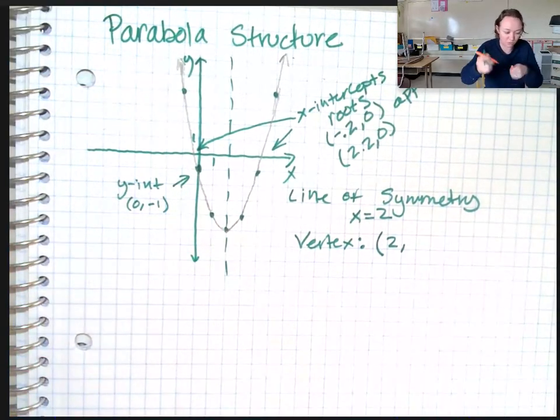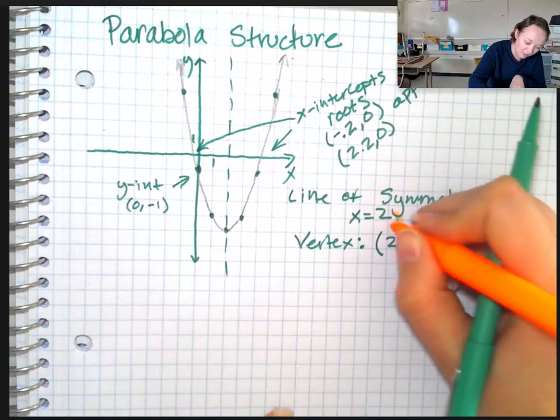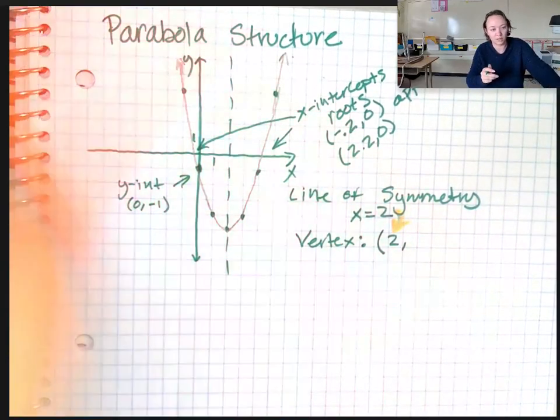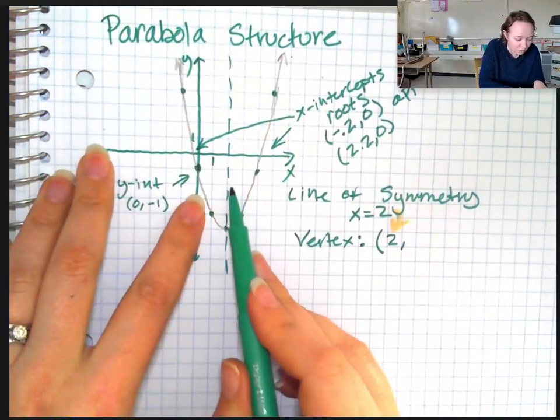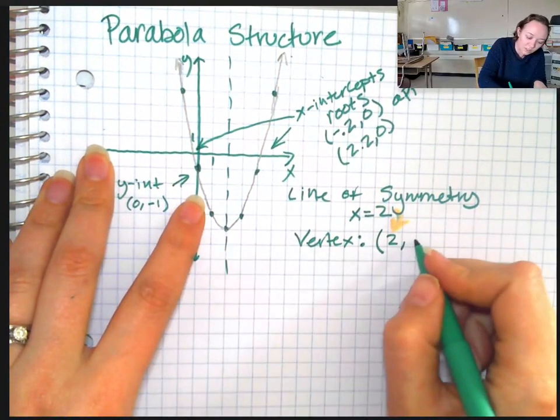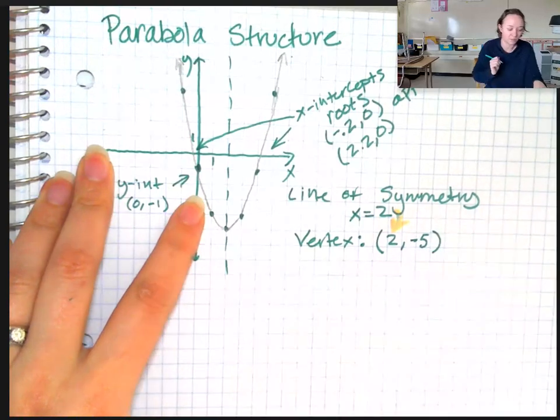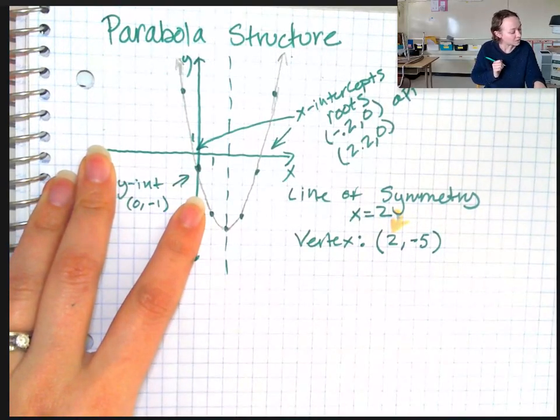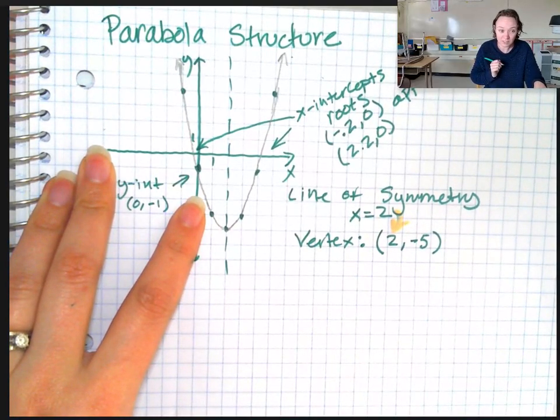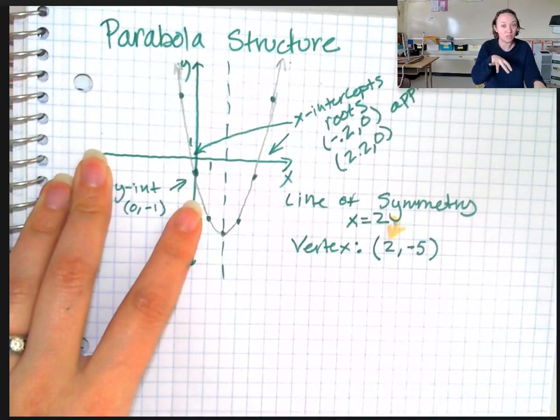That is the same 2 as this 2 up here. They have to be the same. 2. And then if we count down, it goes 1, 2, 3, 4, 5. So (2, -5). Something else important to note: this vertex has a minimum but no maximum.